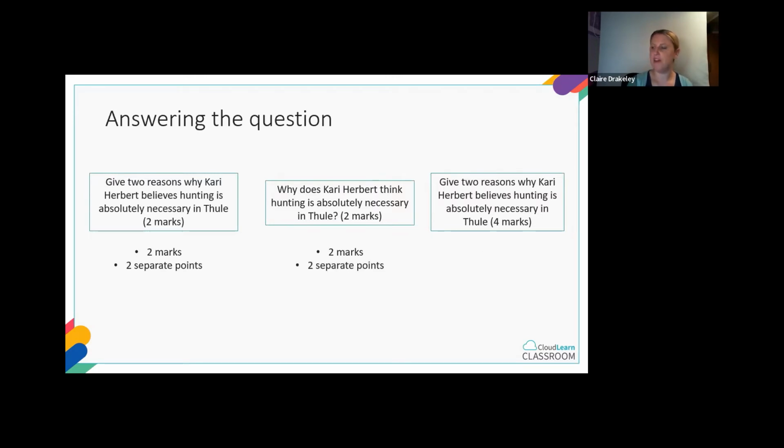Oh, I've given it away. What about this one? The last one now. Who can give me this one? Give 2 reasons why Kari Herbert believes hunting is absolutely necessary in Tula. How many marks is this question worth? 4. Well done, everybody. Yeah, absolutely. And how many separate points do we need to give here?